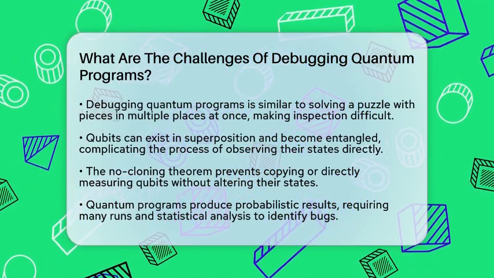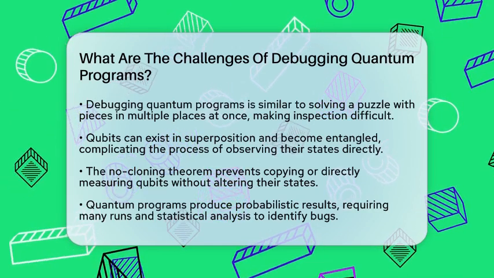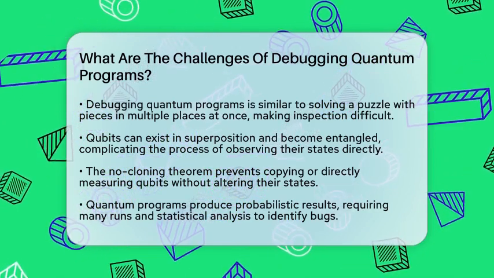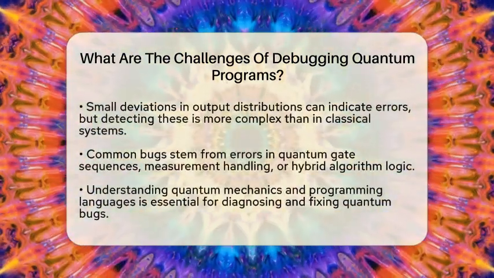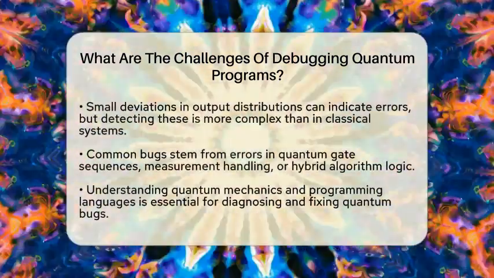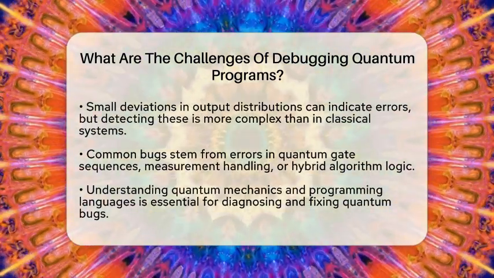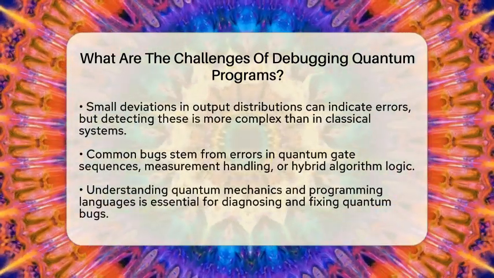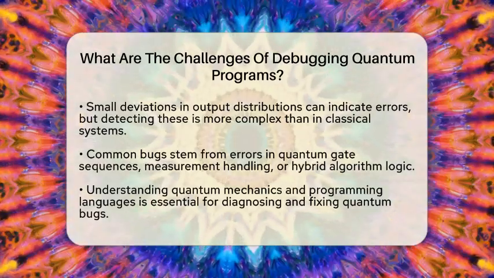Another challenge comes from the probabilistic nature of quantum computing. Instead of getting a clear answer, quantum programs give you a distribution of possible results. If there is a bug, it might show up as a small deviation in these distributions. Detecting such tiny differences requires many repeated runs and careful statistical analysis. This makes debugging slower and more complex than with classical programs, where errors are usually obvious and consistent.